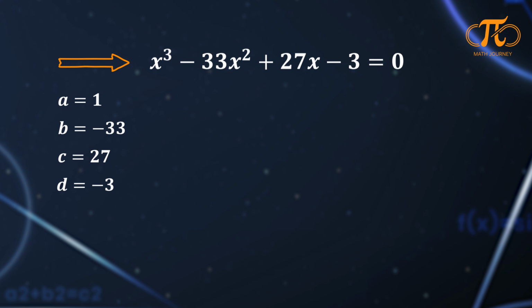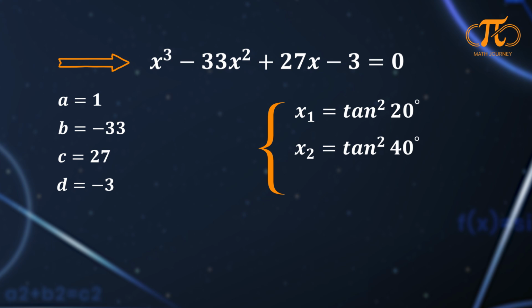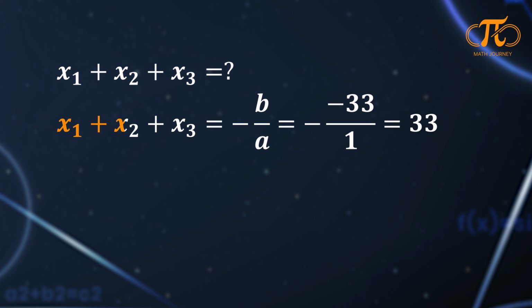Using Vieta's first formula, we can find the sum of the roots, which correspond to the sum of tangent squared of 20 degrees, tangent squared of 40 degrees, and tangent squared of 80 degrees. x1 plus x2 plus x3 equals minus negative 33 divided by 1, which equals 33. So, the sum of the squares of the tangents of these angles is 33. How cool is that?